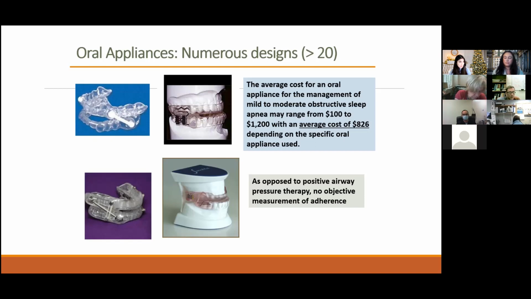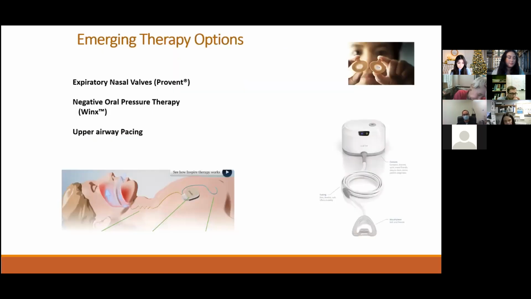Essentially, what these do is they jut the lower jaw out and increase that retrolingual space, and also put tension along the upper airway to maintain patency. Dr. Non at WVU does a lot of our oral appliance devices.